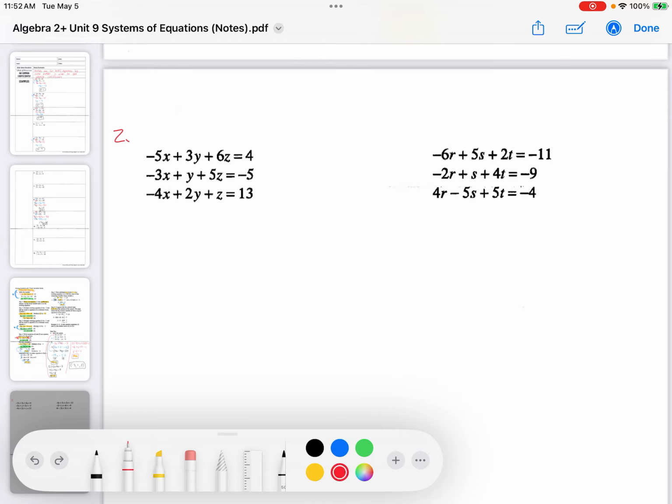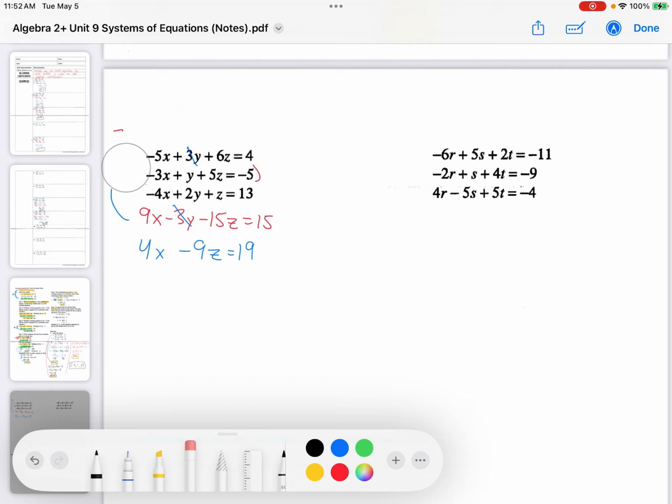So first, if I wanted to cancel it out with the top equation, I would need to multiply by -3. So that would give me 9x minus 3y minus 15z equals positive 15. And then I could add those together. So that would give me 4x. Then the y's would cancel out. 6z minus 15z would be minus 9z. And then equals 19.